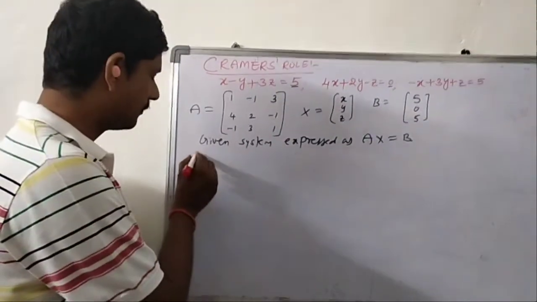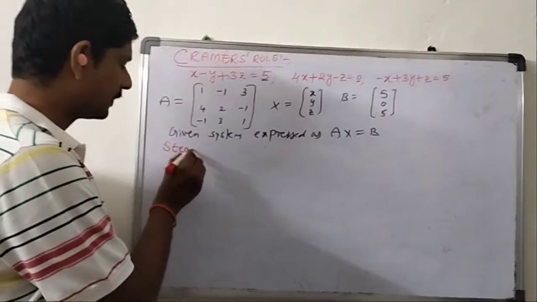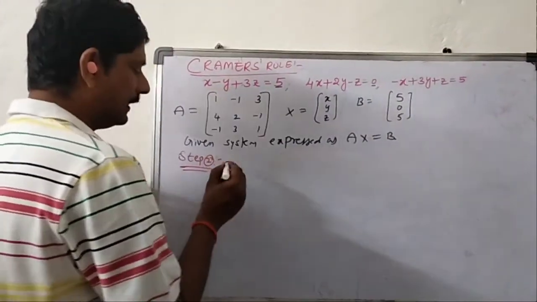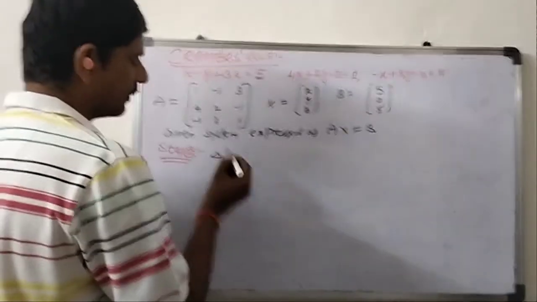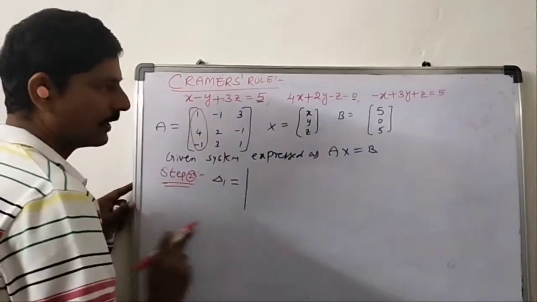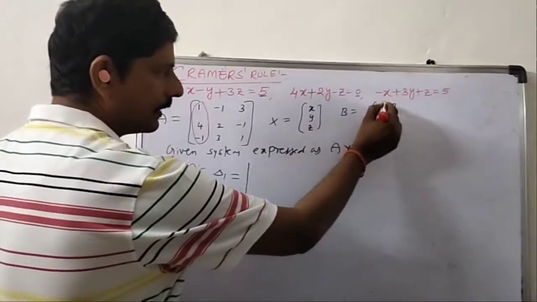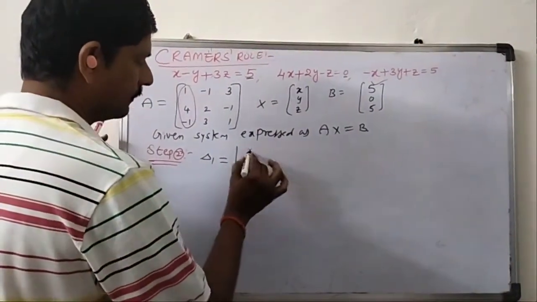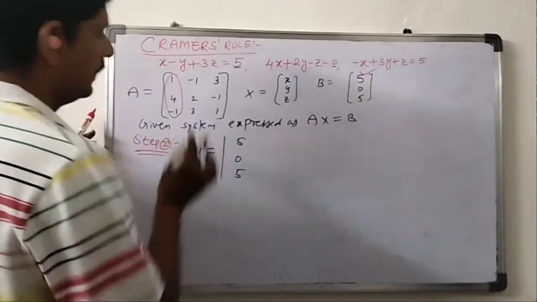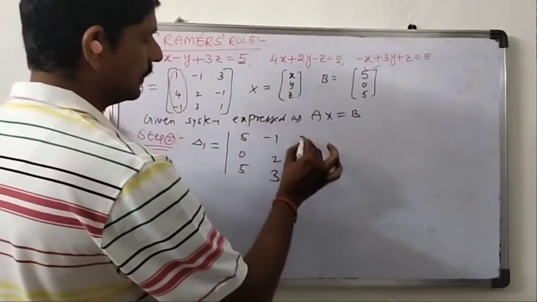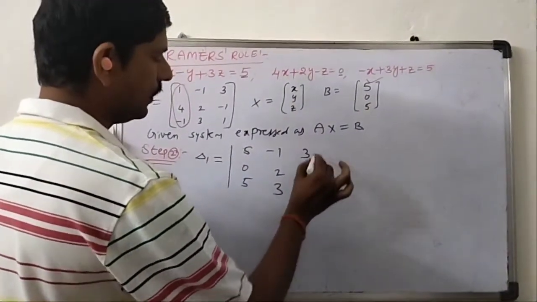Right, students, now step number 2. Already we completed step number 1, so step number 2. What is step number 2? Delta 1. We have to find delta 1. What is delta 1? Replace the first column in the given matrix A by the constant matrix. So 5, 5, 0, 5. The remaining two columns are the same: minus 1, 2, 3, 3, minus 1, 1.